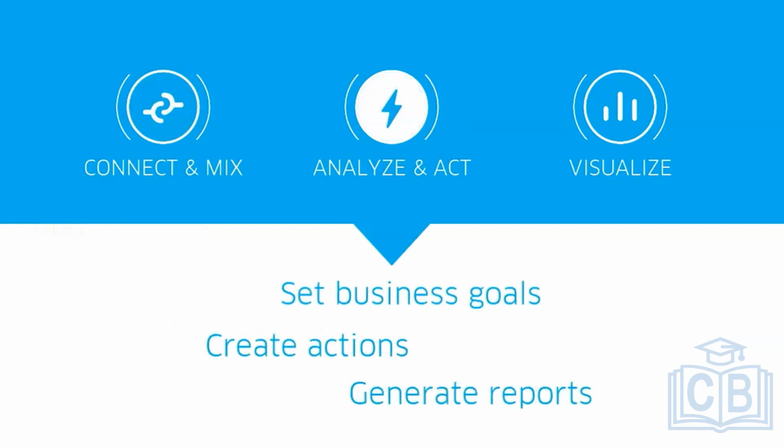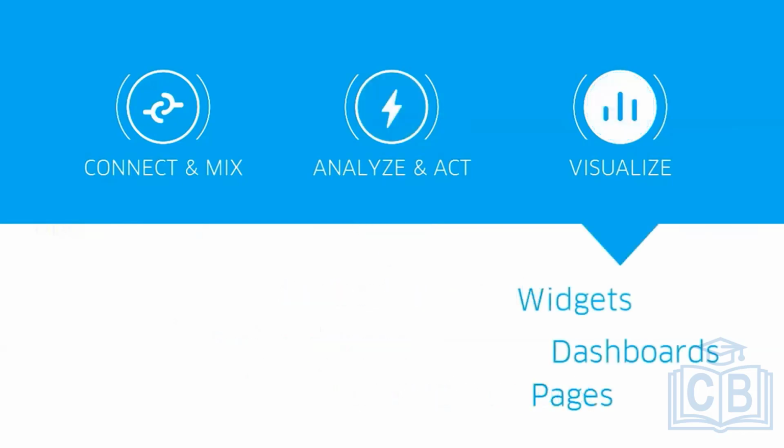Analyze and act helps you create actions, generate reports, and pivot tables as well. But pivot tables are accessible from the connect and mix data streams too. You can also set business goals, etc. Visualize helps you create widgets, dashboards, and pages. Pages is something that we will discuss during visualization. In each dashboard you can add pages for yourself, and you can customize those pages according to your needs by use of widgets.